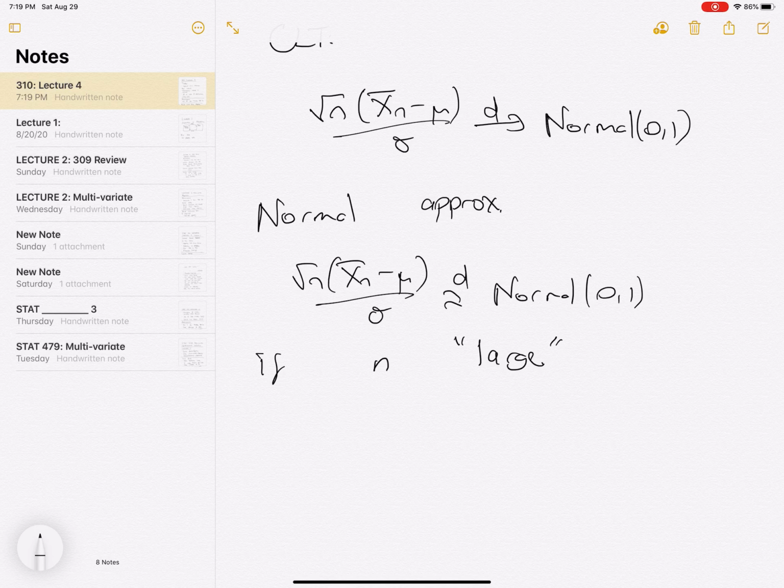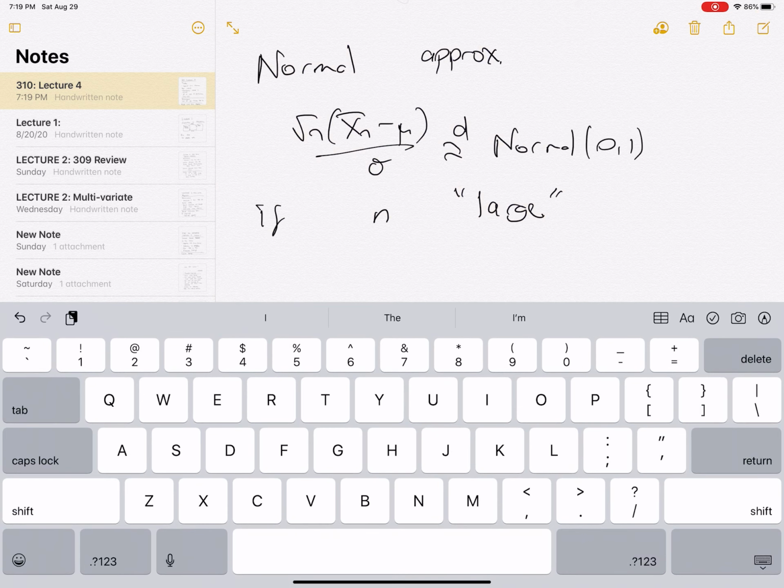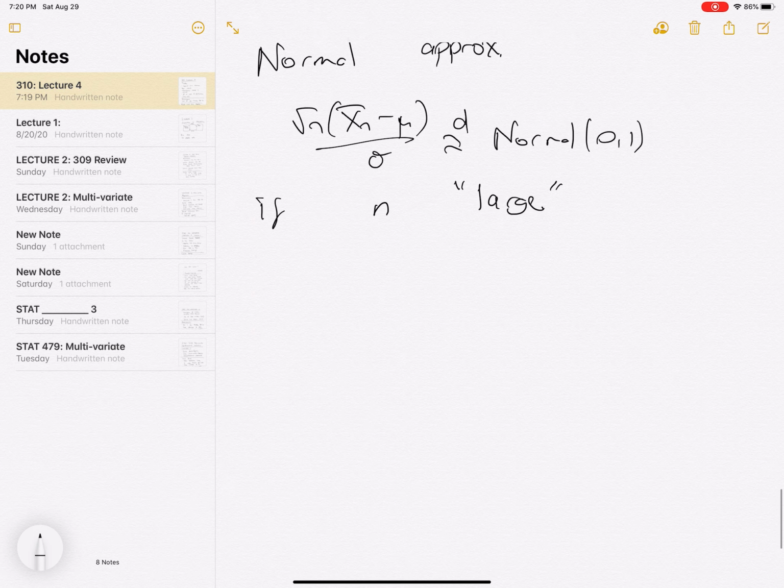and this is a vague statement, because what does large actually mean? There's not going to be any vagueness in the course. If you're required to use this result, it'll be made very clear that n is large enough to make this approximation good enough. So this is how we use the normal approximation. And this is one of the key reasons why the normal distribution is such a useful distribution in probability and statistics.